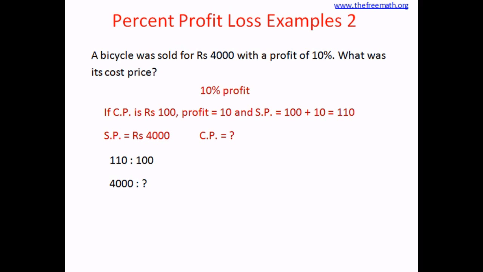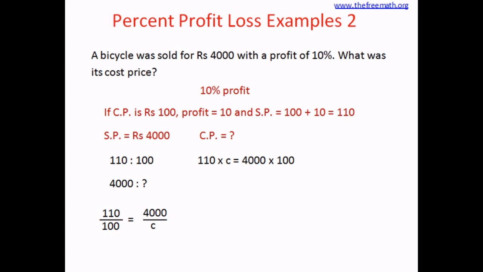If you write this in terms of fractions, it looks like this. 110 over 100 equals 4,000 over C. The letter C, the variable C, is used here for the cost price. When you see two equivalent fractions, that means they are of the same value, then you know that the cross products are the same. That means 110 multiplied by C equals 4,000 multiplied by 100.